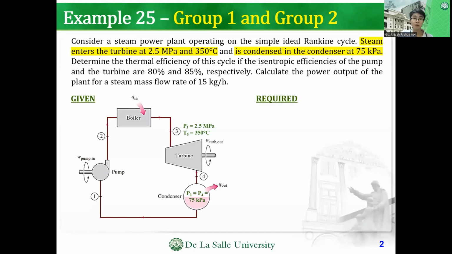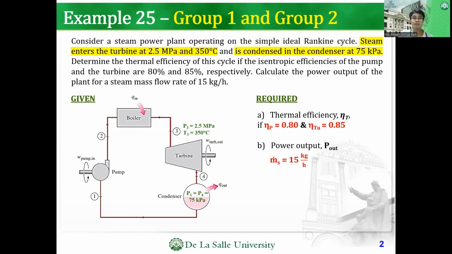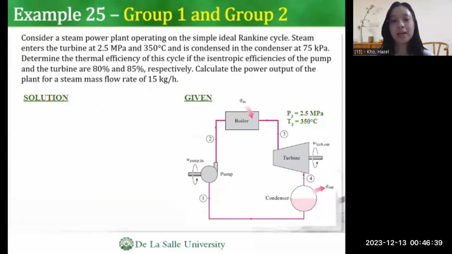For our required values, the first is the thermal efficiency of the cycle, denoted by eta T, with the condition that the isentropic efficiency of the pump, eta P, is 0.80 or 80%, and the isentropic efficiency of the turbine, eta TU, is 0.85 or 85%. The second required value is the power output of the plant for a steam mass flow rate of 15 kg per hour. Now let's obtain the thermodynamic properties of water at each point.